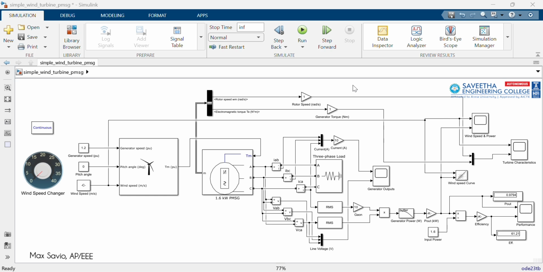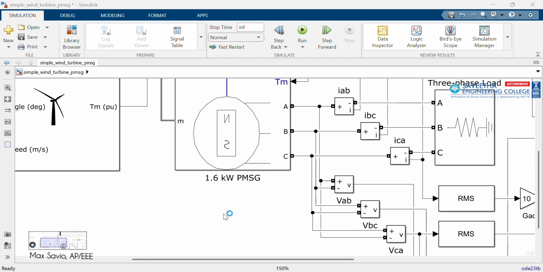Welcome back to the simulation practice. In this video, you will be designing the wind energy conversion system using a 1.6 kilowatt permanent magnet synchronous generator.